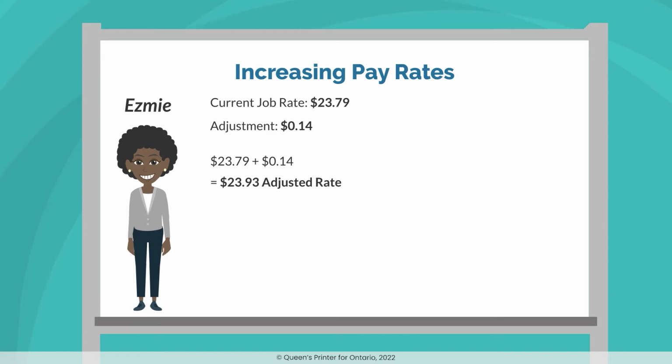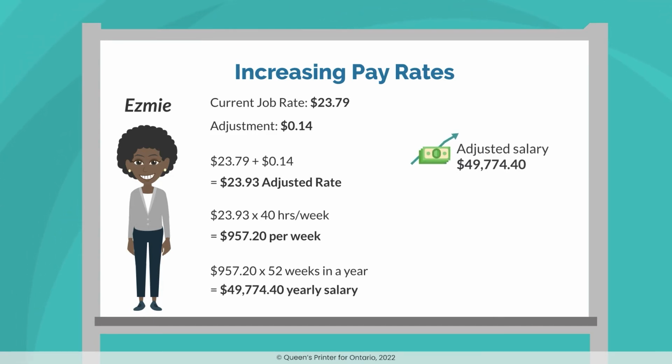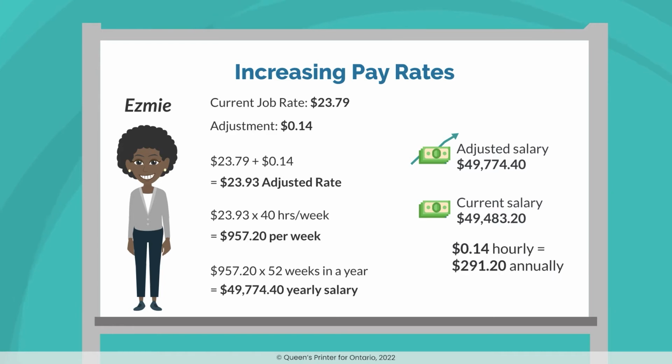Since we pay Esme a full-time yearly salary, we need to convert the revised hourly job rate back to an annual salary amount. So, we multiply $23.93 by 40 hours per week, which gives us $957.20 per week. Multiplying that by 52 weeks in a year gives us $49,774.40 as her adjusted yearly salary. Compared to her current salary, there is a difference of $291.20 annually.